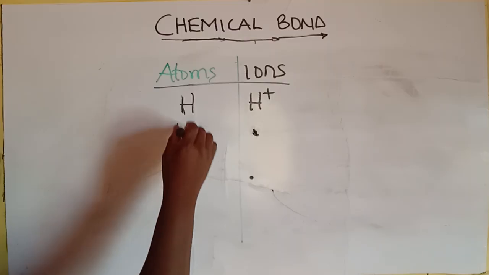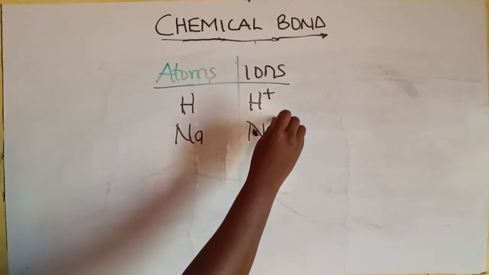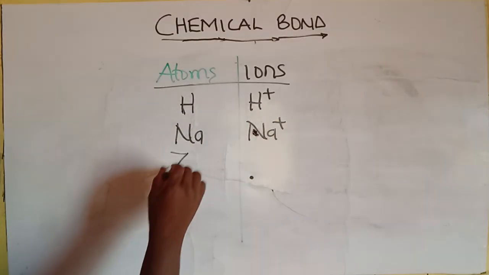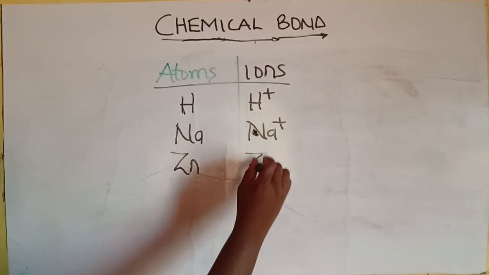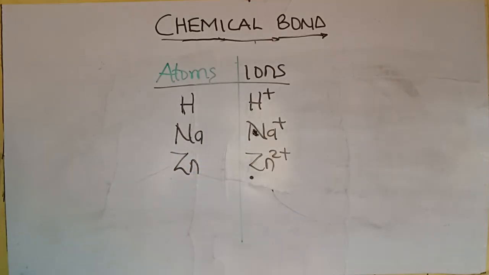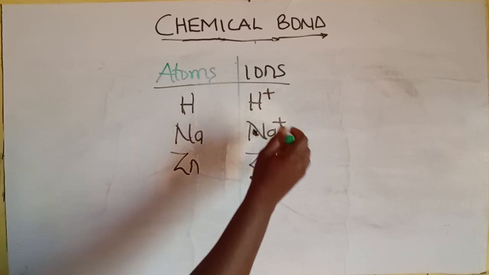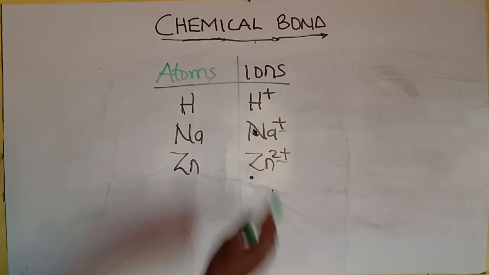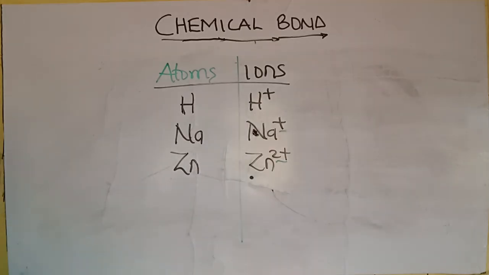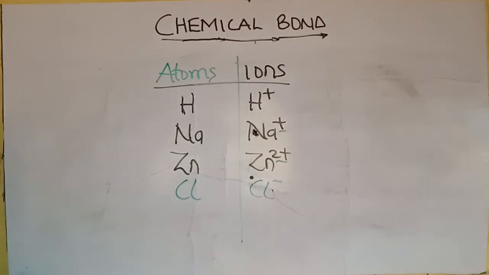Let's look at sodium, that forms sodium ion. Now we also look at zinc. It forms zinc ion. The ion they form shows the number of charge they have, like this is one positive sign, one positive sign, two positive signs. It is because of the number of valence electrons they have. Now let's look at chlorine that forms chloride ion.